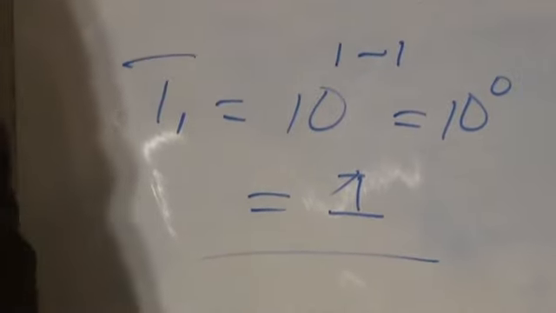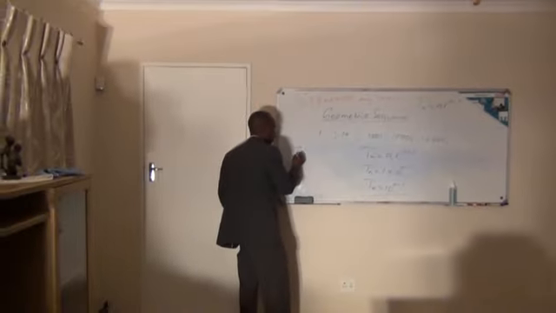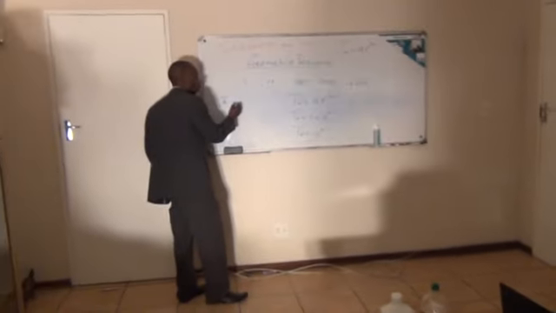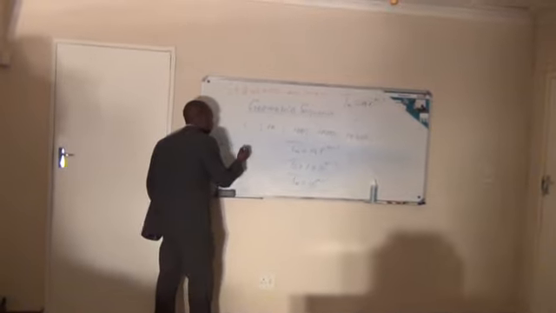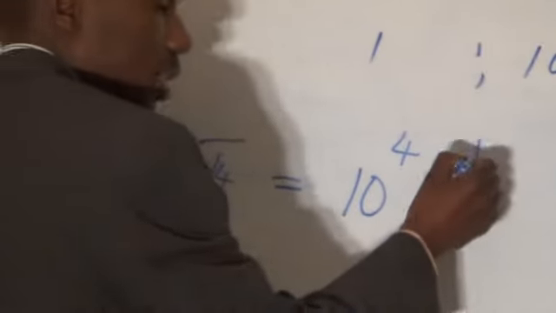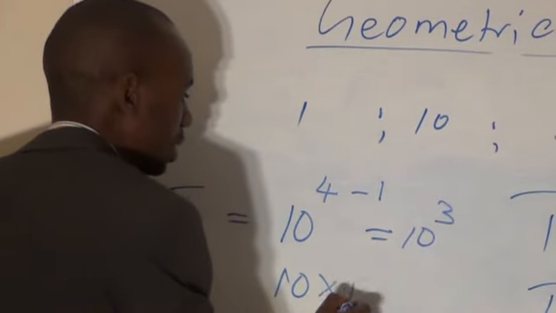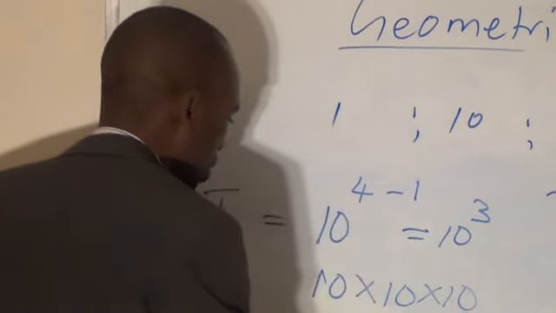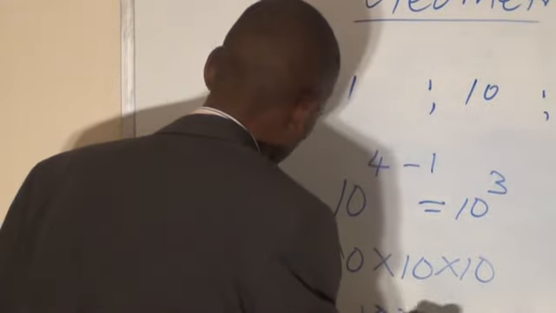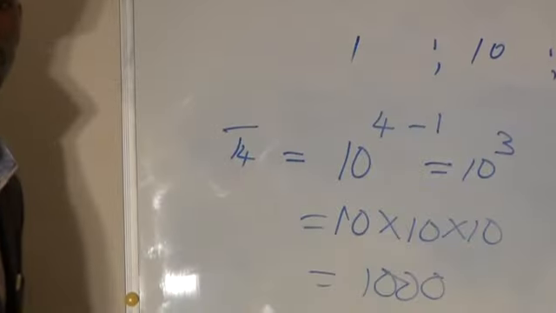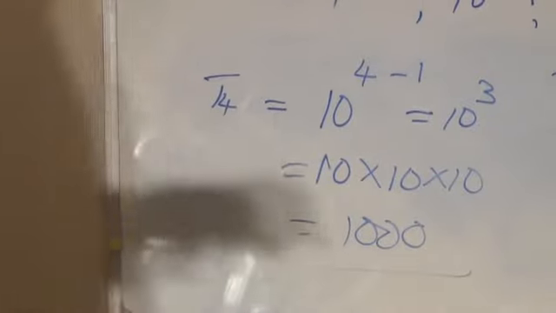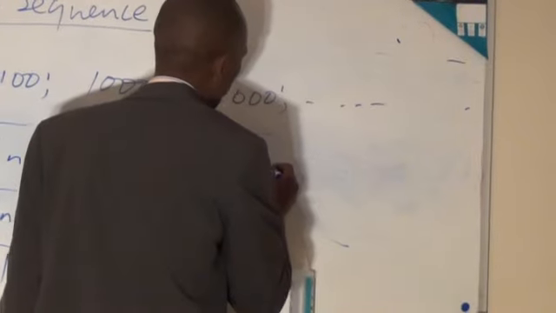If I would ask you to find the fourth term, T4, what is n equal to? 4. So that will be equal to 10 to the power 4 minus 1, which is 10 to the power 3, which is the same as 10 times 10 times 10, which is equal to 1000. Is our fourth term equal to 1000? Yes, correct.